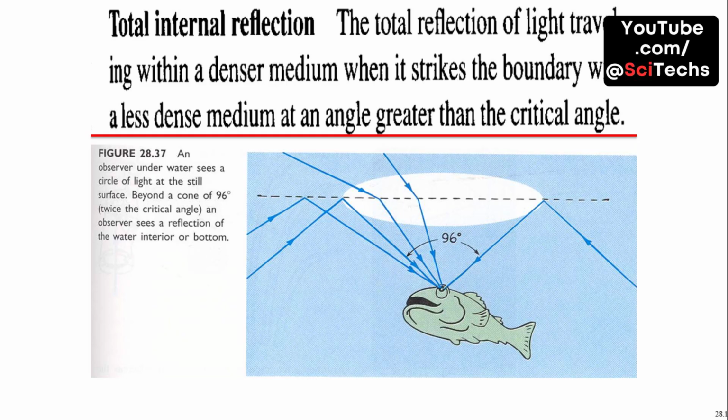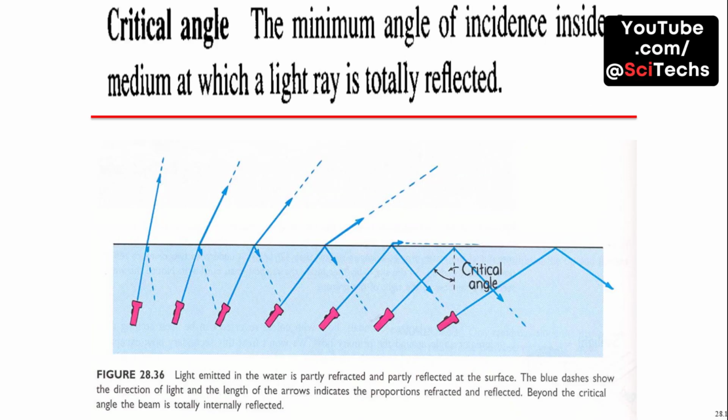Total internal reflection happens when light traveling within a denser medium hits the boundary at an angle greater than the critical angle, causing it to reflect entirely within the medium. This principle is used in fiber optics. The critical angle is the minimum angle at which light must hit the boundary between two mediums to be totally reflected. Beyond this angle, light does not pass through but is entirely reflected back.